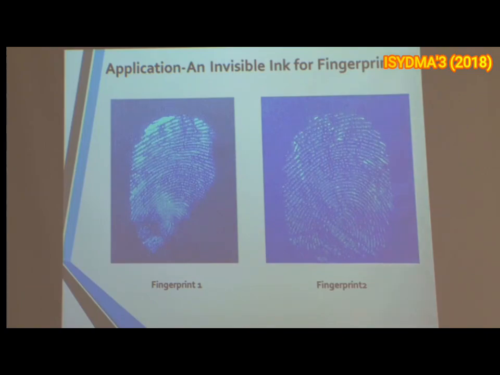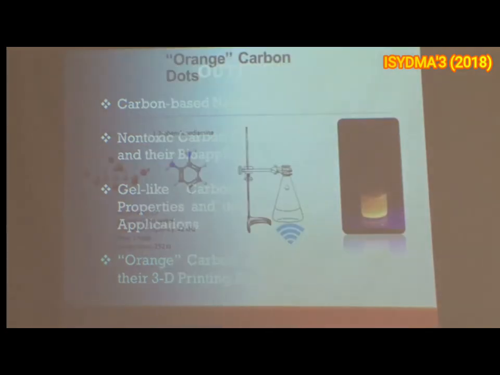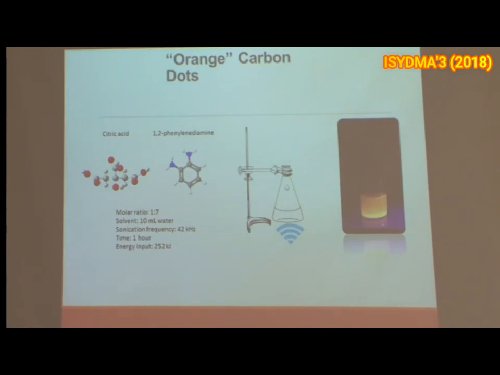The other one I want to mention briefly is the one related to the orange carbon dust. There is a solvent effect, and we're able to do 3D printing for this type of carbon dust. Again, it's quite easy to prepare. This is the acetic acid, which is the source of carbon to produce the carbon dust, and 1,2-phenylenediamine.